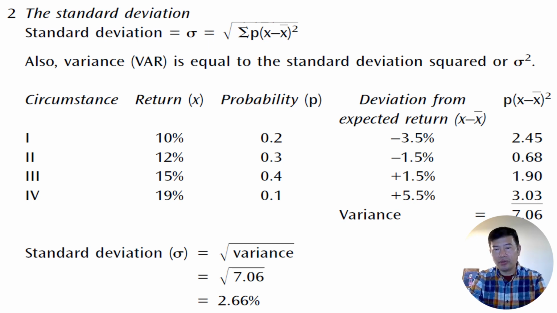And they do like this, x minus x bar square here, minus 3.5 square, you got 12.25, so on and so on, and multiply by, oh sorry, this is already square, multiply by 0.2, so on and plus together, variance, and square root of variance, you got 2.66. It means the risk of this portfolio is 2.66%.